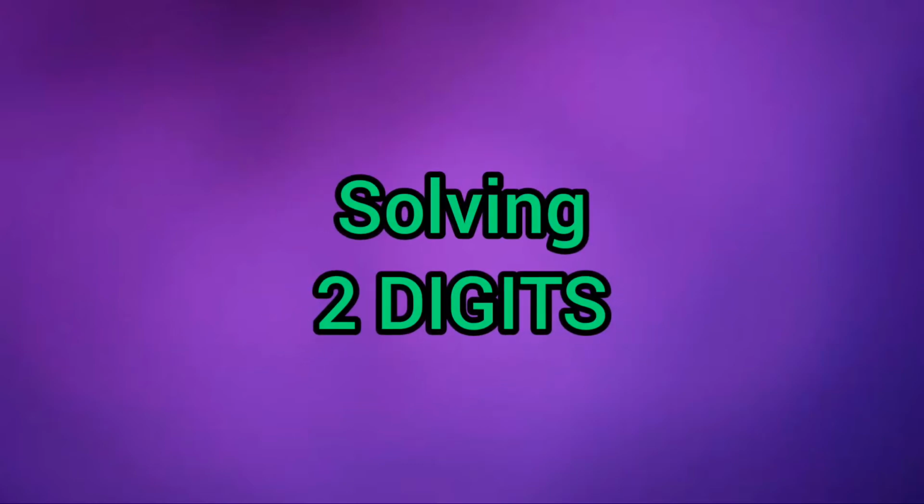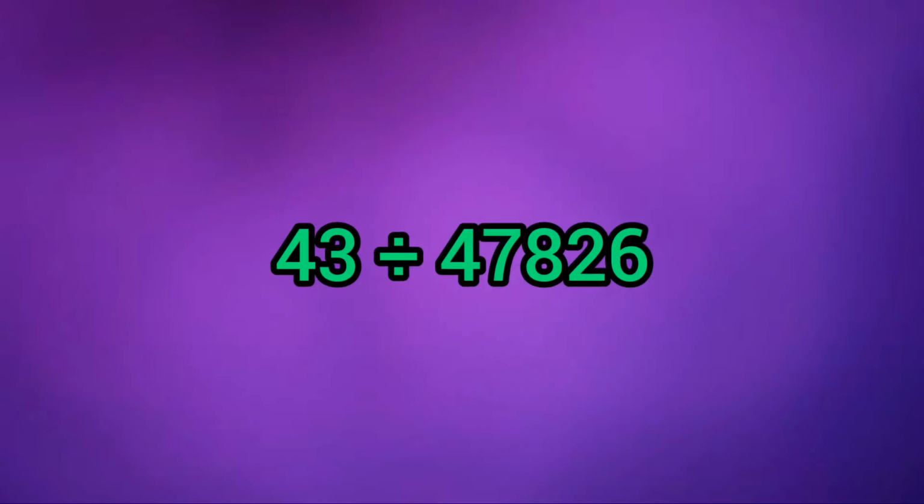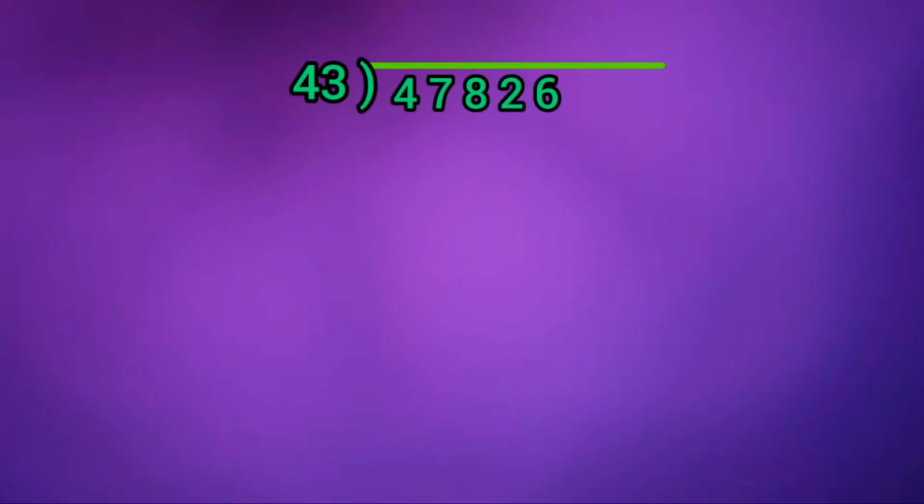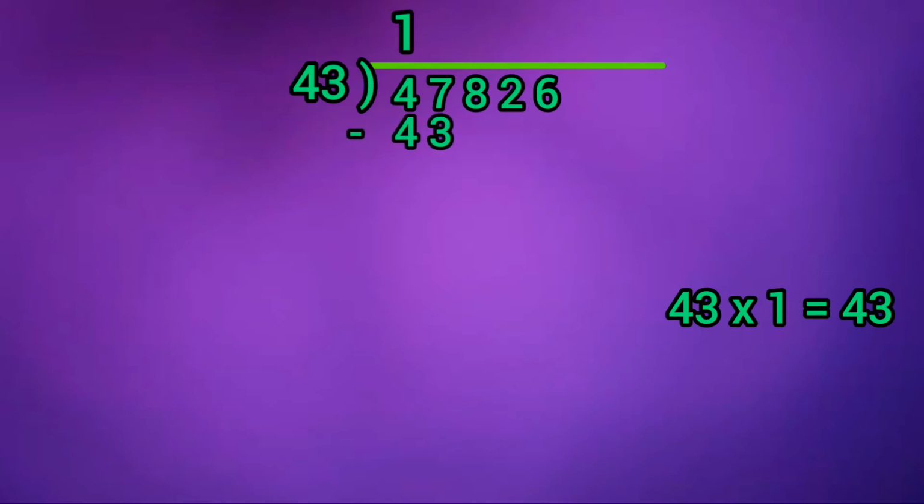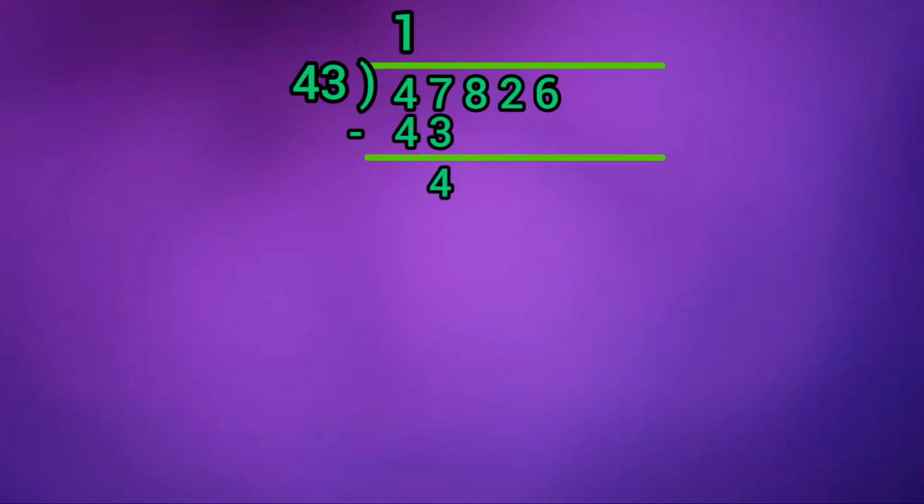How to solve 2 digits? 47826 divided by 43. Set up the position shown on the screen, and since there are two digits in the divisor, pick the first two digits in the dividend, which is 47. It is obvious that the answer is 43 into 1 is equal to 43. So keep 1 in the quotient and subtract 43 from 47. You get 4 and keep the next number after 47.